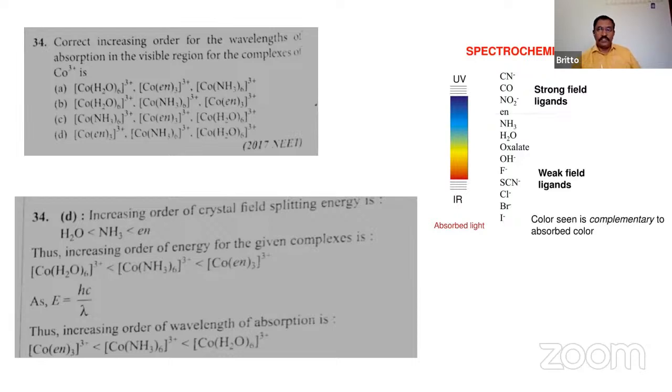So if energy increases, lambda decreases. If energy decreases, lambda increases. Okay, for that you run. So first arrange the ligands energy-wise, and then accordingly we can select it. So in increasing order of wavelength of absorption, if you see, it will be: as wavelength increases, the order is ethylene diamine, followed by ammonia, and then finally water.